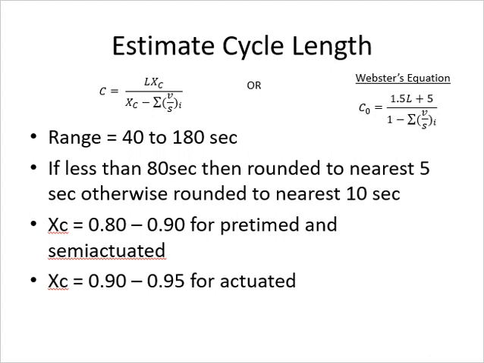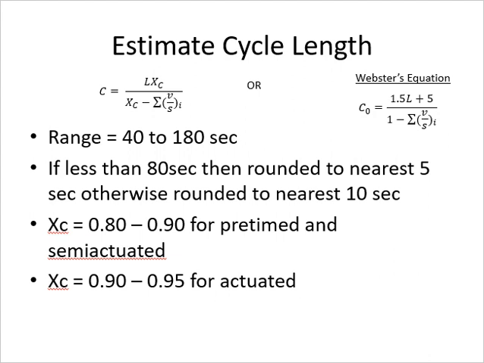The range of cycle length which is considered as normal or reasonable is from 40 to 180 seconds. If it is between 40 and 180 seconds, then we round off the number to the nearest 5 seconds. If it is more than 80 seconds, then we round off the number, whatever cycle length we are getting from this equation, to the nearest 10 seconds. So for example, you got a number 32, less than 40, so it's not considered reasonable. Let's say you got a number 42 seconds, okay, from one of these equations.